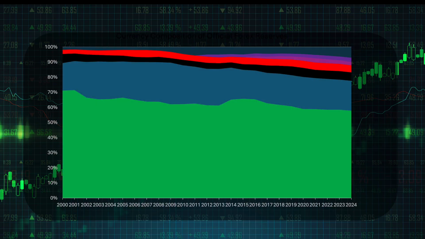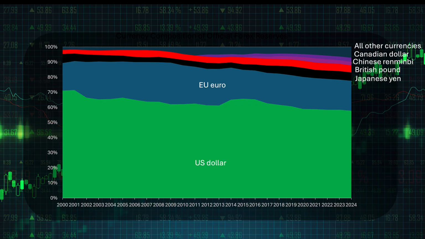This chart shows the breakdown of official forex reserves held by governments. The US dollar still dominates, accounting for just under 60% of global reserves, a share that's gradually declined but remains highly significant. The euro comes in second at around 20%. The British pound and Japanese yen account for about 4 to 5% each. The Canadian dollar and Chinese renminbi are growing but still represent about 2% each, and all other currencies, including Swiss francs, Australian dollars, and so on, collectively make up the rest.